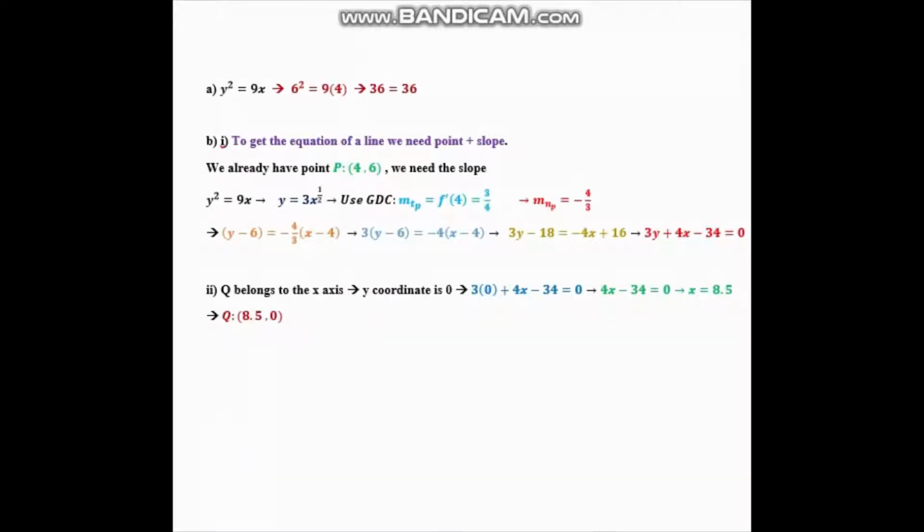So as we've mentioned, since Q belongs to the x-axis, then the y coordinate is 0. So I shall plug 0 into this y right there and use that to find the x, some simple algebra, and I have found the x to be 8.5. Hence the coordinates of Q are (8.5, 0).